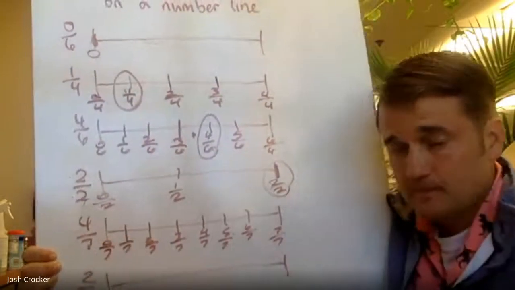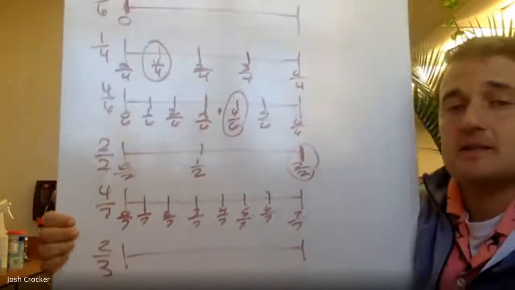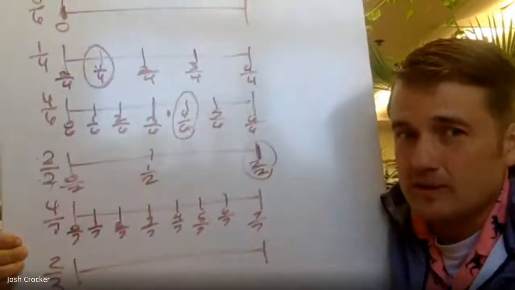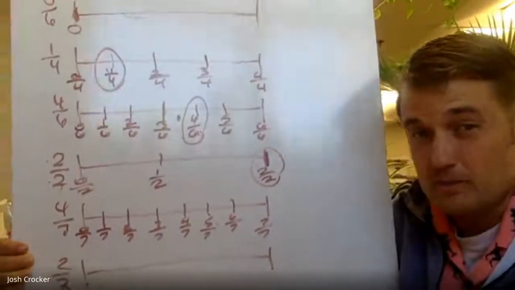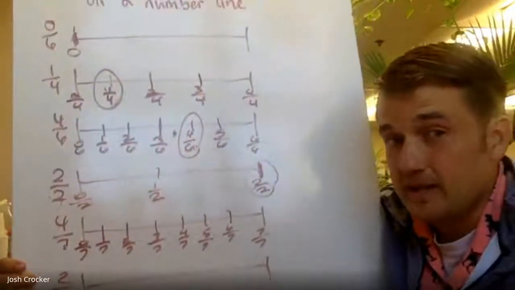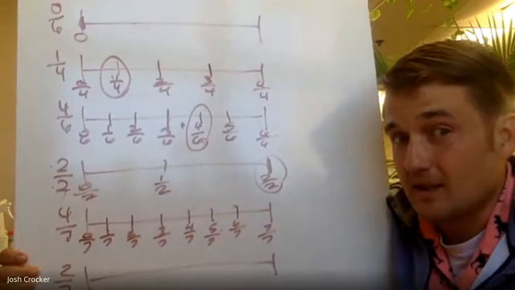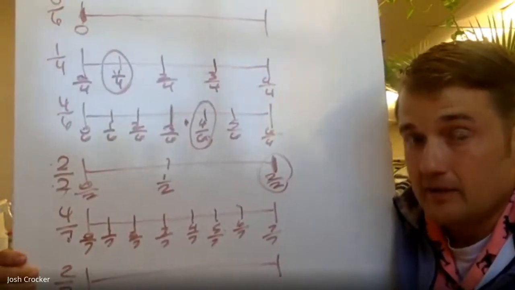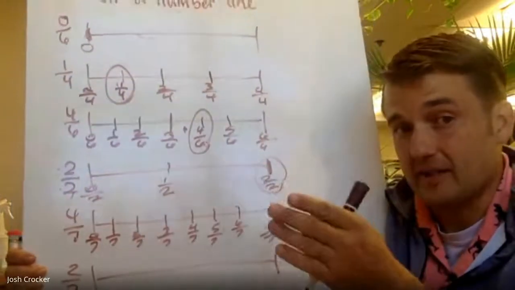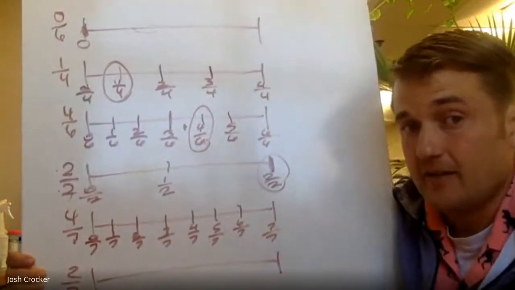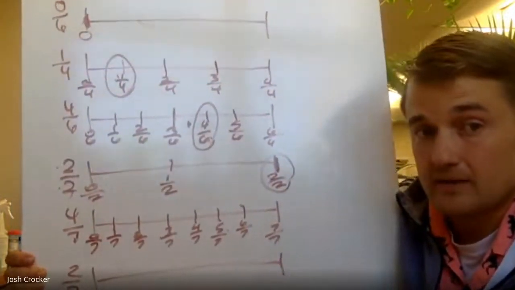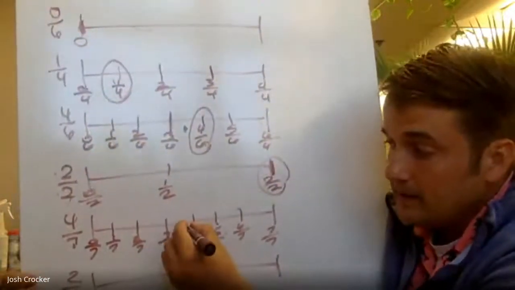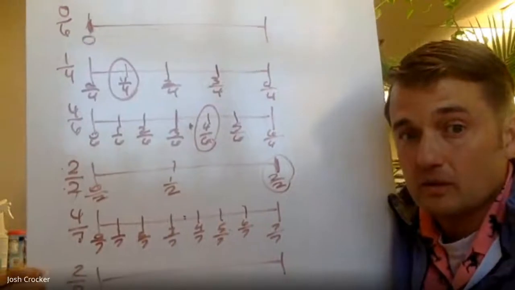4/7. I forgot to estimate. 4/7. 4 is more than half of 7, right? Because if you have 2 4s, that's 8. So 4 is more than half. 3/7, 2 3s is 6, so it's not quite half. Half of 7 is actually 3.5. All the odd numbers break on a half like that. Half of 9 is 4.5. Okay, so the middle would be right there between 3 and 4.